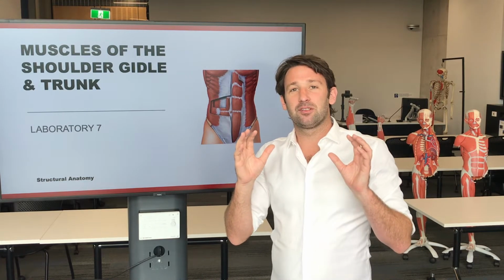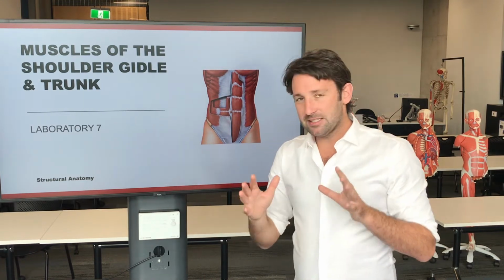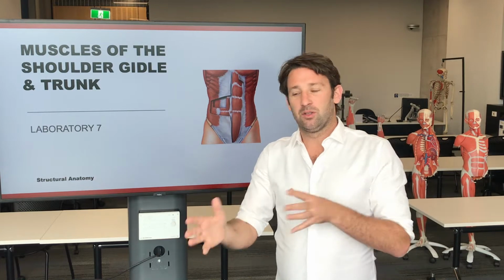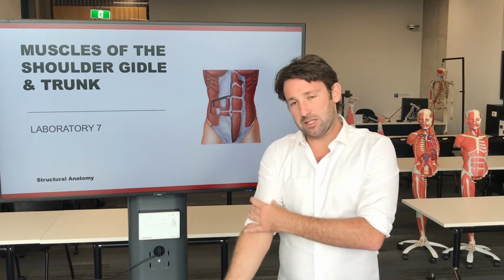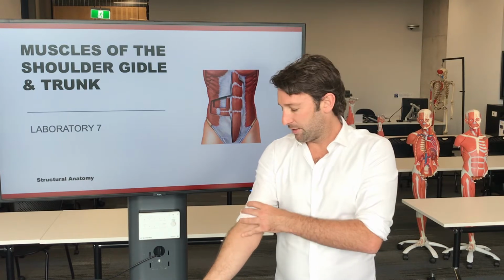And finally, we've got fixators. Fixators stabilize the origin or the base of the agonist. So in the example of this bicep brachii, we've said it's one of the agonists.